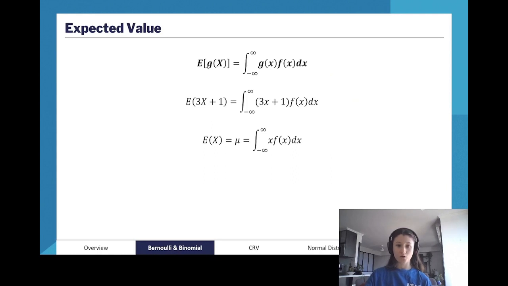right here. So, say our function of x, g of x, is 3x plus 1. What we're going to be doing is multiplying 3x plus 1, g of x, by f of x to get our mean, right? Or our expected value. And then, of course, this is just our formula from the last slide, and this is just the expected value of regular x.